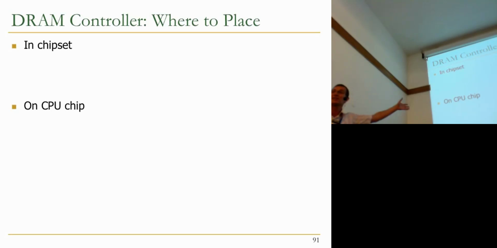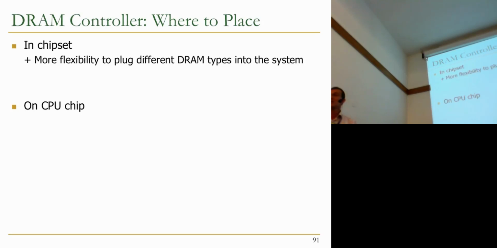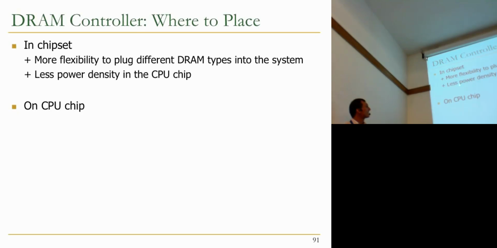Where do you place the DRAM controller is an issue. It has been an issue earlier. You can put it on the chipset off the processor chip. The upside of this is you can have more flexibility to connect the processor with different kinds of DRAMs, or different kinds of memories even. And this also gives you less power density in the CPU chip. You don't put the controller as another logic on there.